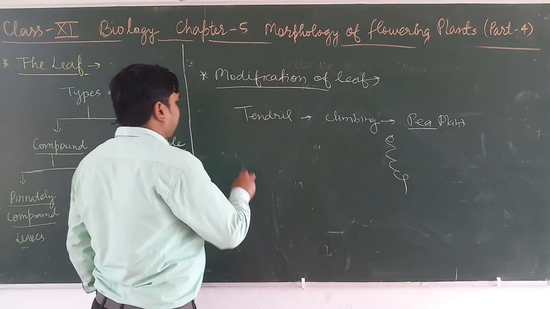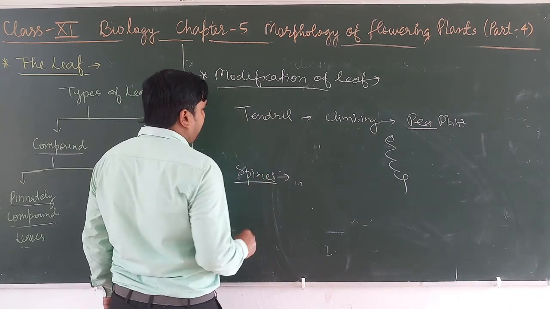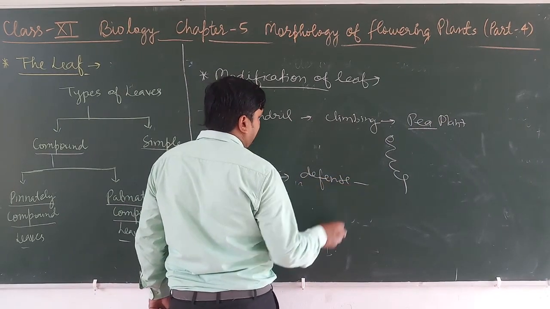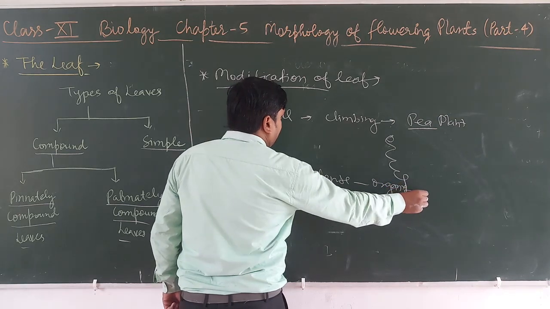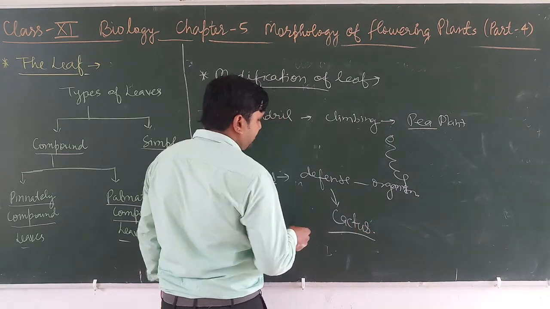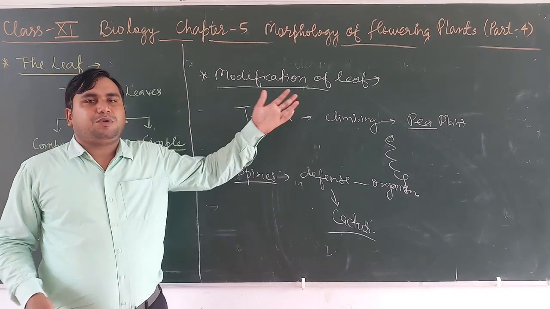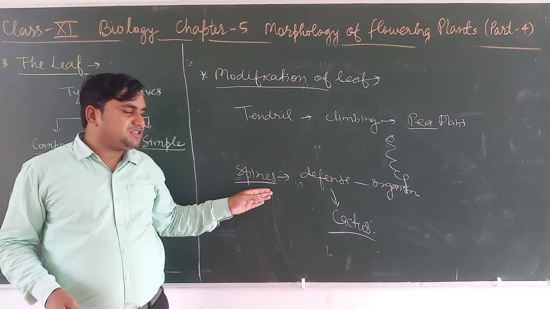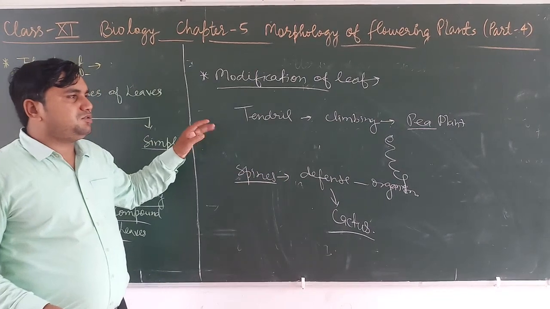Tendrils, and another is spines. Spines are present for defense against other organisms. For example, it is present in the cactus. So, in the modification, they have tendrils that climb the tree from one to another. It is found generally in the pea plant, and spines are present in the cactus plants that show defense and do their different work.